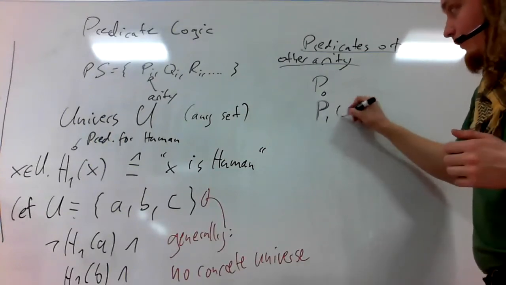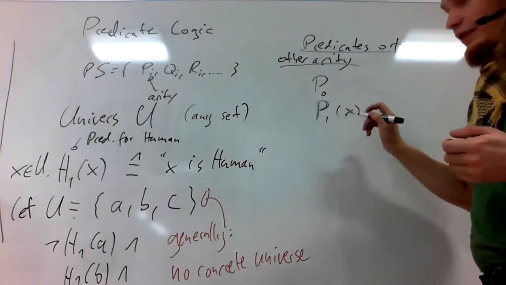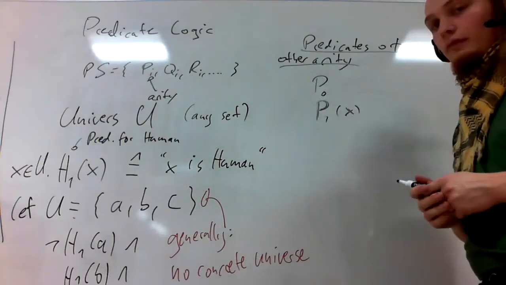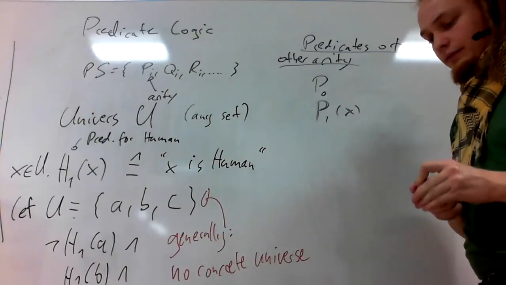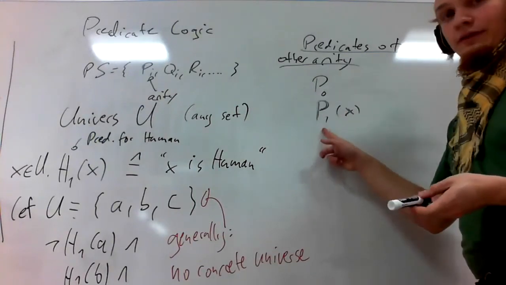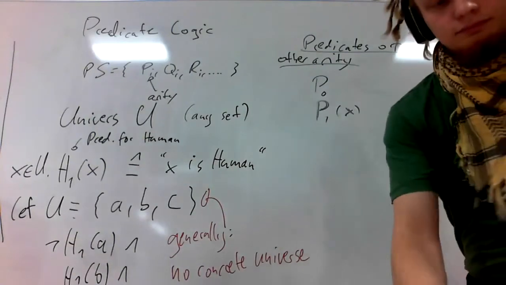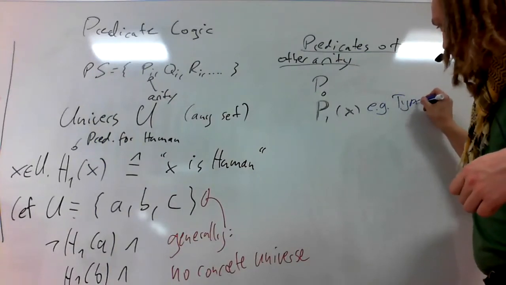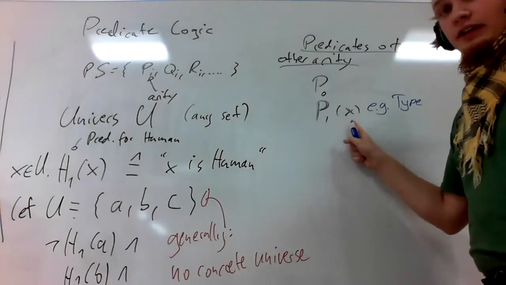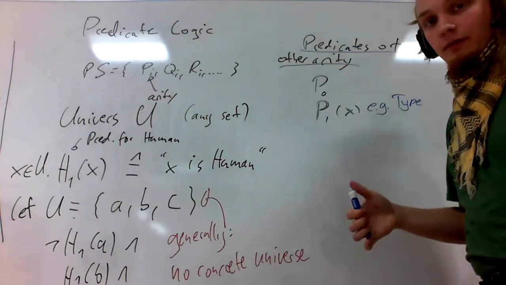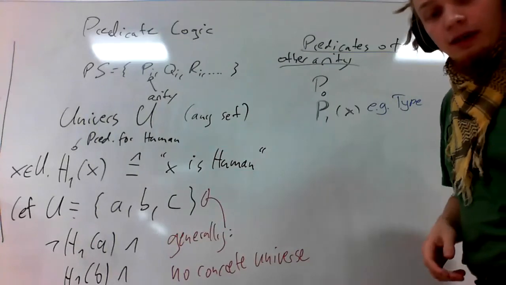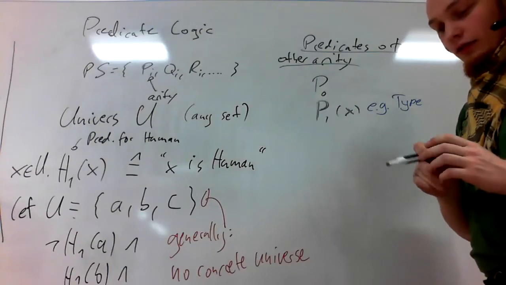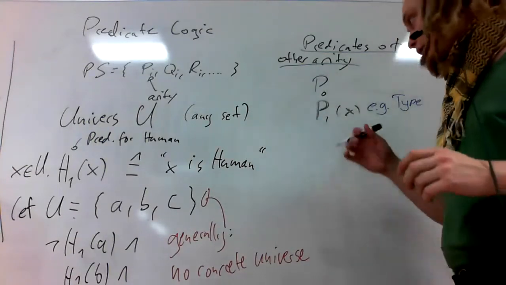Okay, so if you have a predicate of arity 1, this is just saying something about a single object from our universe. This could be, for example, a type. So this object is a bee. This object is a, I don't know, policeman. This object is whatever. And then there are predicates of higher arity, which are sometimes also called relations.